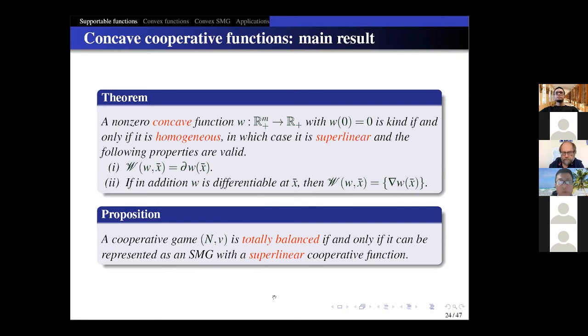So if we would like to study totally balanced games, our framework is interesting enough to include all of them, to represent all of them. And if you are familiar with the result on market games by Shapley and Shubik, you will know that this is an analogous result, and the proof is quite similar.